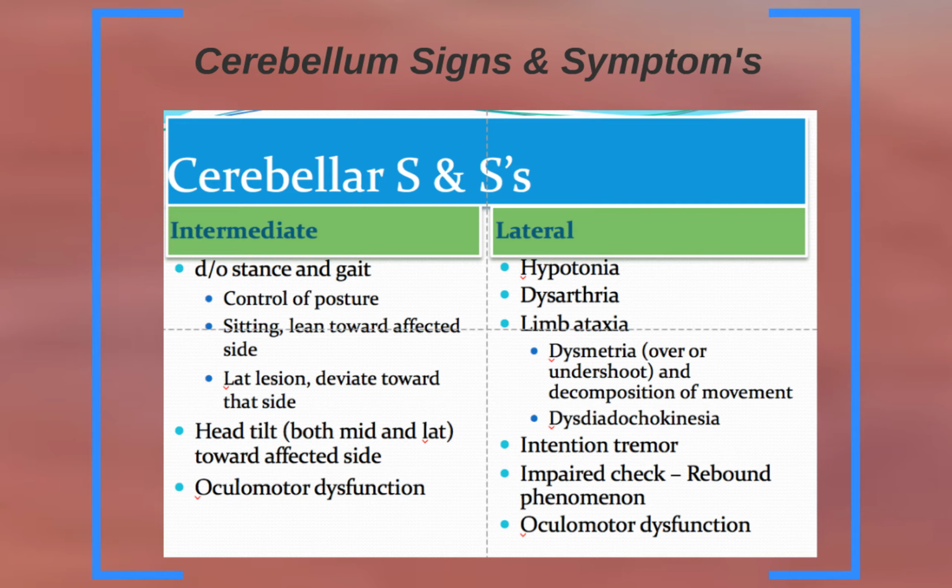You'll also note ocular motor dysfunction with a midline or intermediate cerebellar dysfunction. A lateral dysfunction would present itself with hypotonia, dysarthria, much more significant ataxia, including dysmetria and dysdiadochokinesias, as well as your intention tremor, your impaired check or your rebound phenomenon, and some overlap with your oculomotor dysfunction.